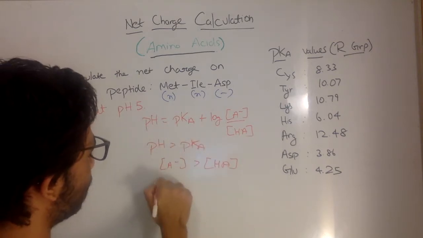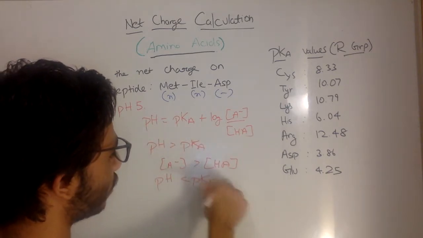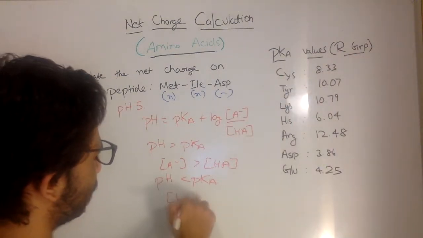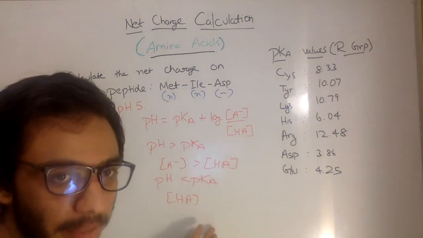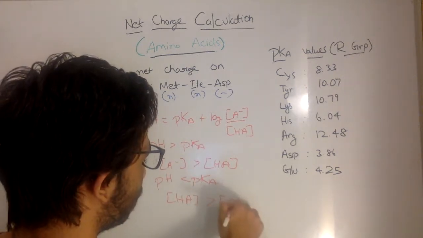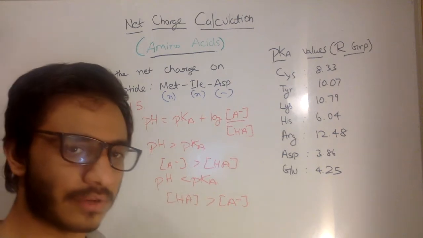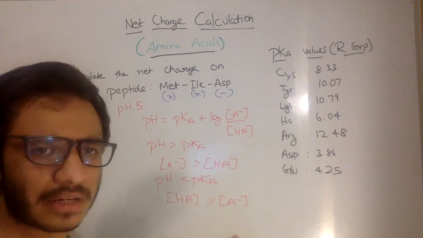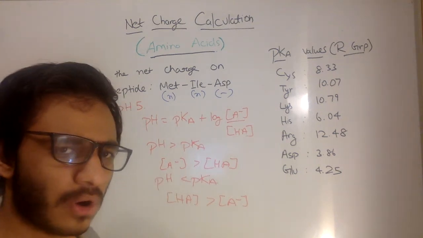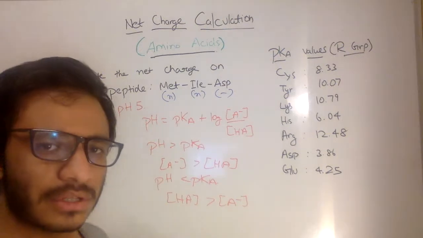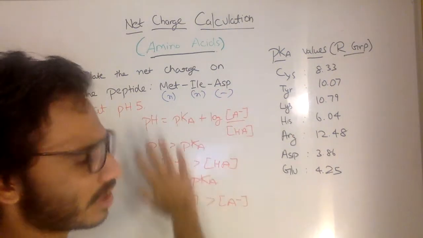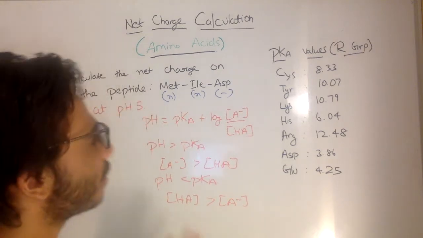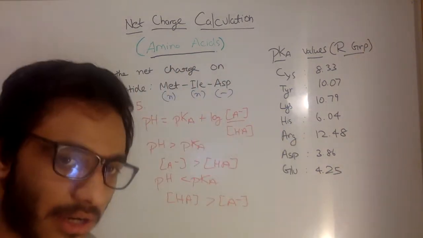And if pH is less than the pKa of the N terminus, C terminus, or these R groups, then the protonated form is the predominant one. So they will exist as the protonated form. This is the idea behind the Henderson-Hasselbalch equation, which lets us calculate pH or pKa values. This equation is really important in calculations of titrations, buffers, and indicators. But here we are going to talk about amino acid net charge calculation.